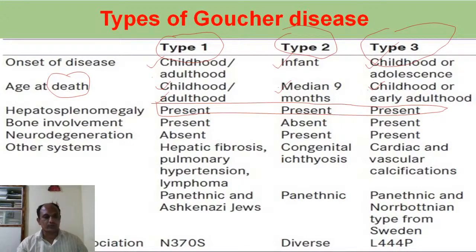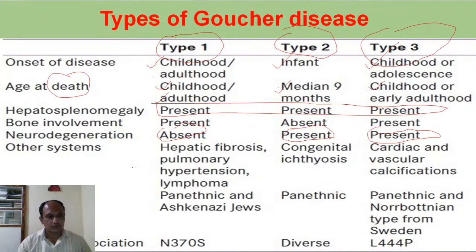Then there is bone involvement. It is present in type 1, but it is absent in type 2, and again it is present in type 3. Then neurodegeneration, which is nothing but degeneration or damage to the central nervous system. Neurodegeneration is absent in type 1 Gaucher disease, but it is present in type 2 and type 3. So in both type 2 and type 3, neurodegeneration takes place.